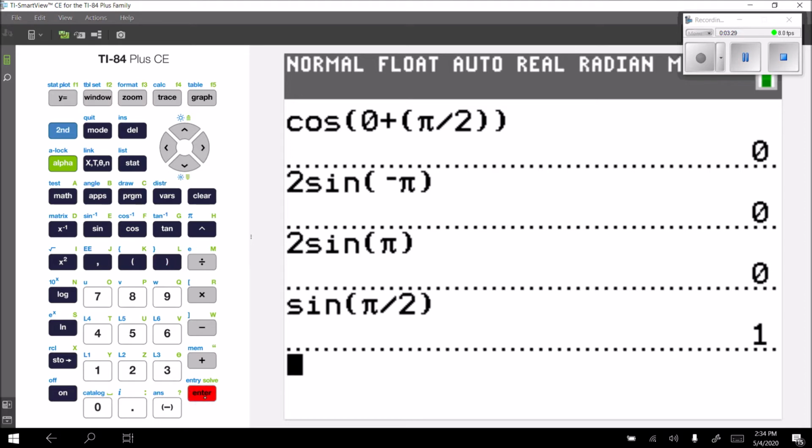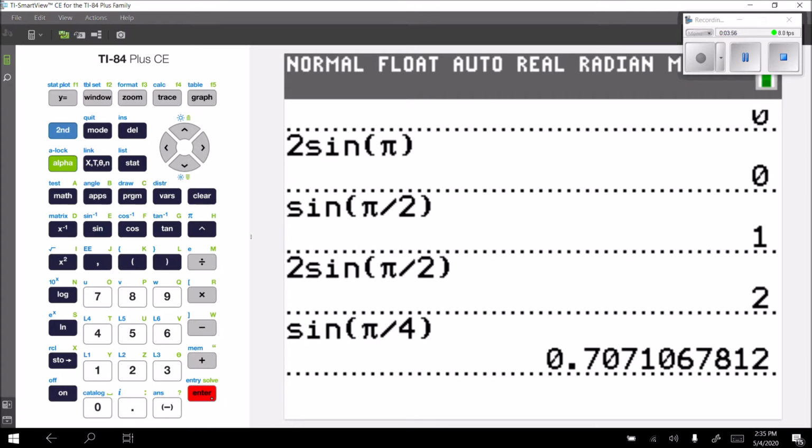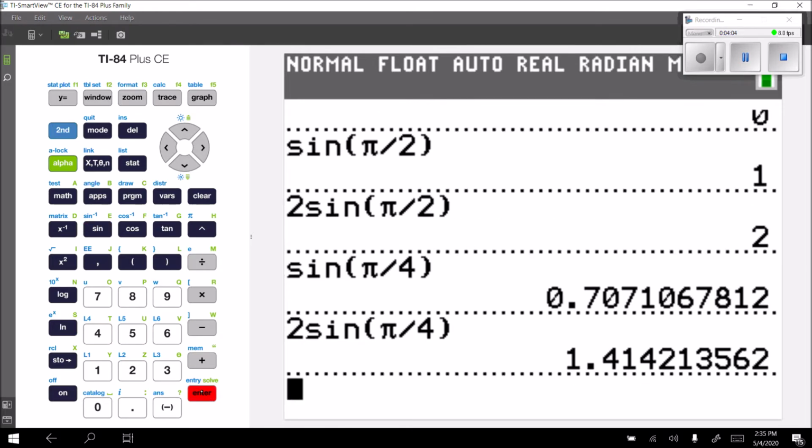So sine of pi over 2 is 1. 2 sine pi over 2 is 2. All right, so multiplying that 2 in front, I wonder what happened here. So let's try another one. Sine of, we can just do pi over 4. That'll work. Okay, so you get 0.707. Okay, 2 sine pi over 4, you get 1.414.